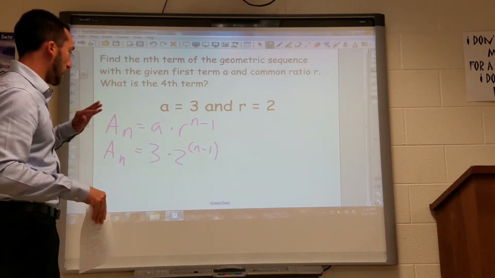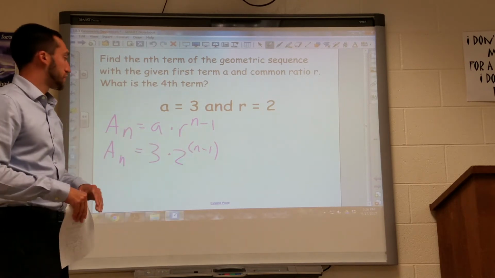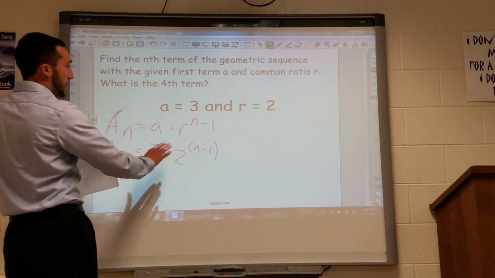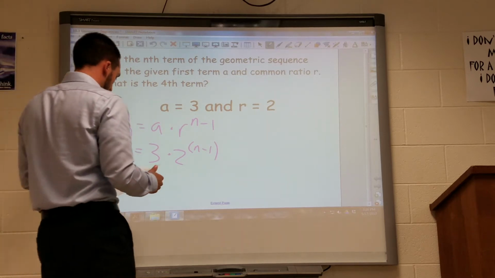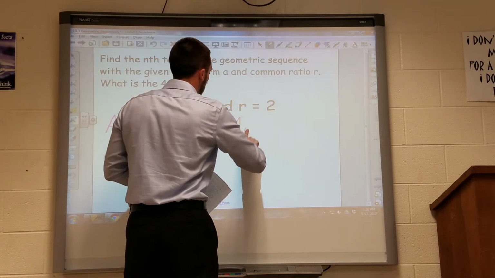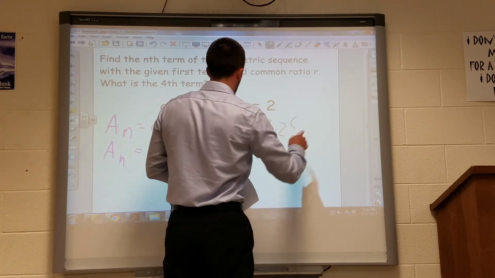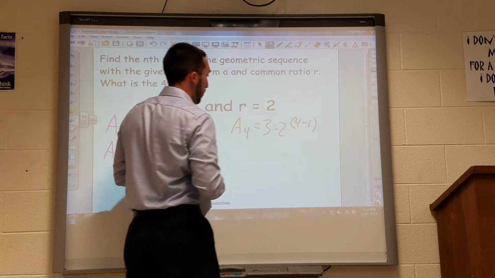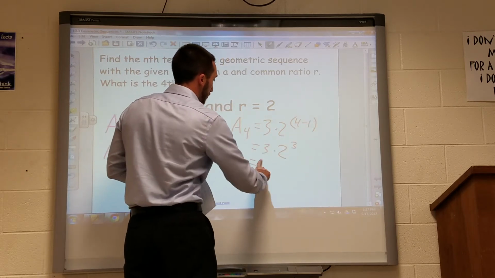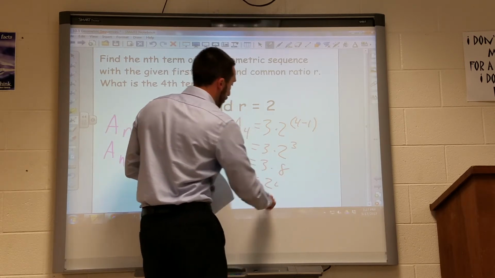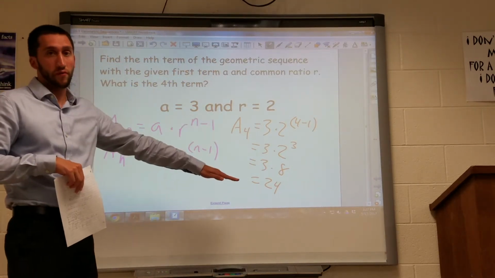Then if you tell me which term I'm looking for, I can plug in for that term, plugging n in for the term number. So that is my nth term. Now I want to find the 4th term. To find the 4th term, I'm really looking for a sub 4. That's going to be equal to 3 times 2 raised to the 4 minus 1. 4 minus 1 is 3, so 3 times 8. We can see that the 4th term of this geometric sequence is 24.